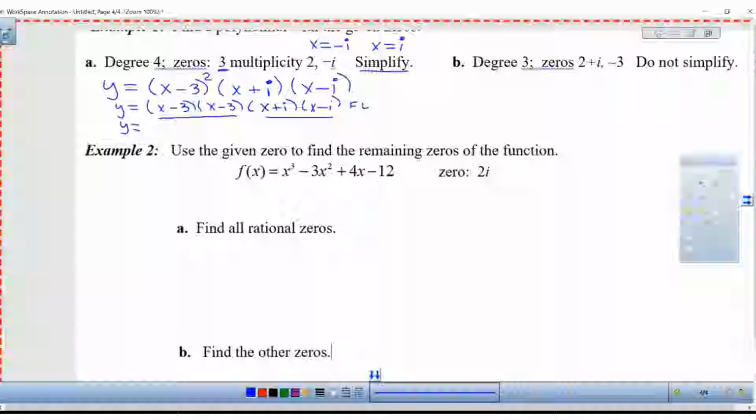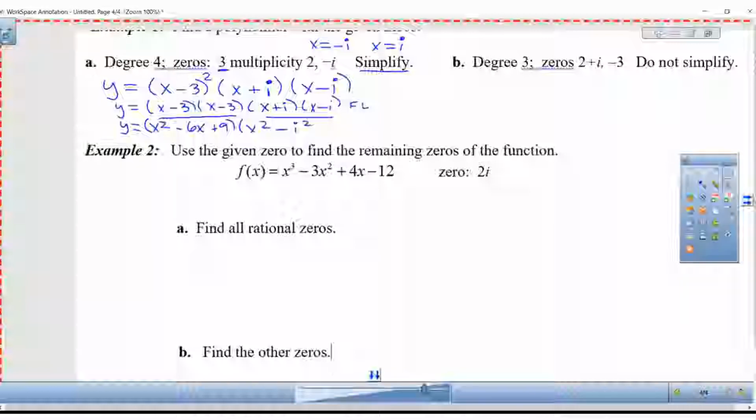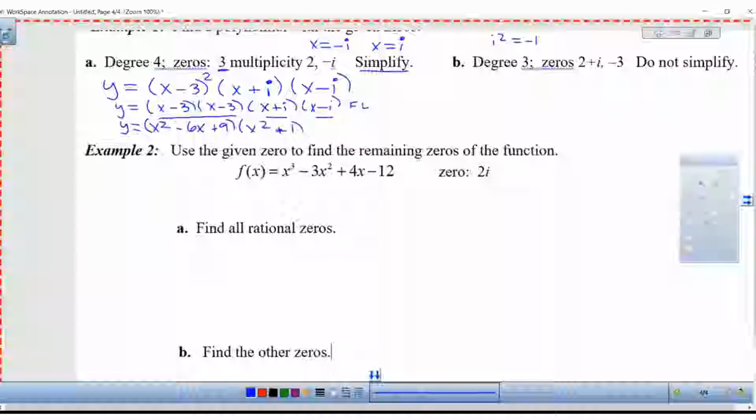So when I FOIL those, I get x to the second. Negative 3x and negative 3x is a negative 6x. And negative 3 times a negative 3 is a positive 9. Now when I F and L those conjugates, it's just x times x is x squared. Positive i times a negative i is a negative i squared. Remember from 1010 or secondary 3 that i squared is really equal to a negative 1. You don't want to leave it as an i squared. So this is minus a negative 1, which really gives you a plus 1.